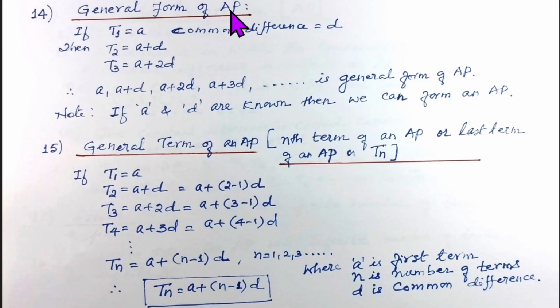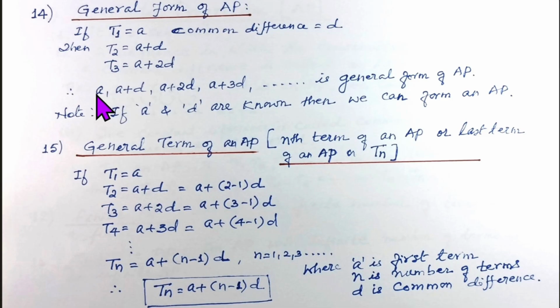Now what is the general form of AP? If the first term T1 is A and the common difference is D, then the second term will be A plus D. Remember this, because when I add D to the first term, I get the second term, and remember that the common difference is D because A plus D minus A is D. Now the third term T3 is A plus 2D, because I have to add D to the second term. Every next term is D more, and therefore it is A plus 2D.